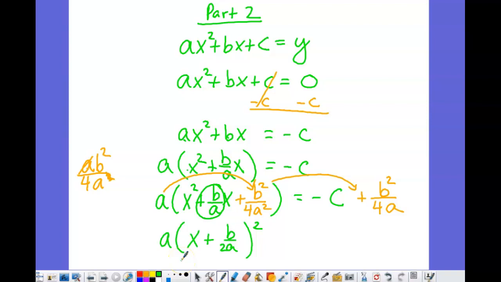Okay? Now on this side over here, I'm going to get a common denominator. Because I want to put these together, because that's usually what we do at this point, we combine these. But before I can combine them, I need a common denominator. So I'm going to put this over 1. And then I'm going to multiply the top and the bottom by 4a. So if I do that, I end up with 4a times negative c, which is negative 4ac. That looks familiar, doesn't it? Plus b squared all over 4a.